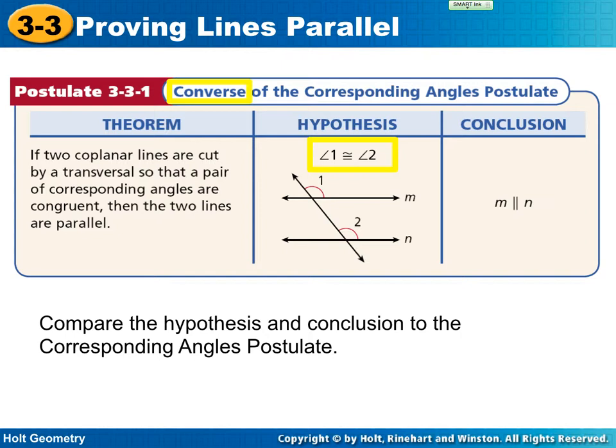You don't start with parallels. If two coplanar lines are cut by a transversal so that a pair of corresponding angles are congruent, that's the hypothesis. So the hypothesis I tried to highlight is that angle 1 and 2 are congruent. I don't know if you want the picture or if that mixes you up. So if angle 1 and angle 2 are congruent, then the conclusion is the two lines are parallel. If you're drawing that picture, make sure you do not put parallel markings on the lines. The hypothesis is not that they're parallel. The conclusion is that they're parallel.